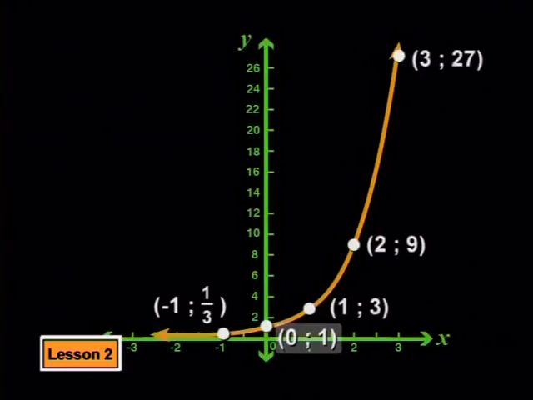Do you see a pattern in the coordinates of these points? Look at the y value. It increases from a third to 1, then to 3, then 9, then 27. How could we describe this pattern? We are multiplying by 3 each time. Here, 3 times 3 is 9, and that's 3 squared. 9 times 3 is 27. We can write that as 3 cubed. So the base of the exponent we are working with is 3. The function for this graph will be y equals 3 to the power of x.